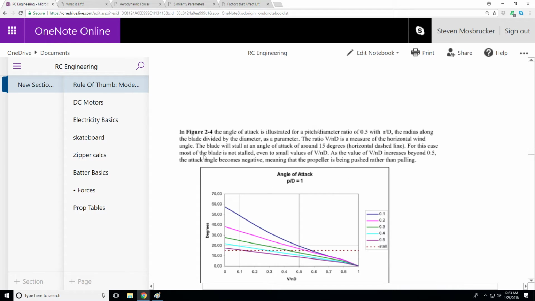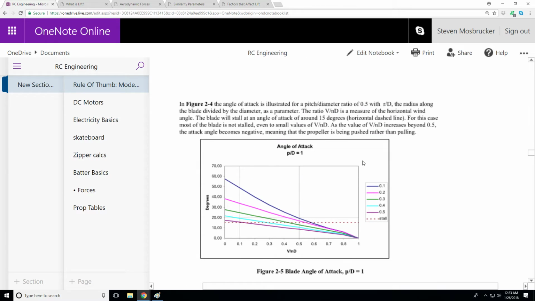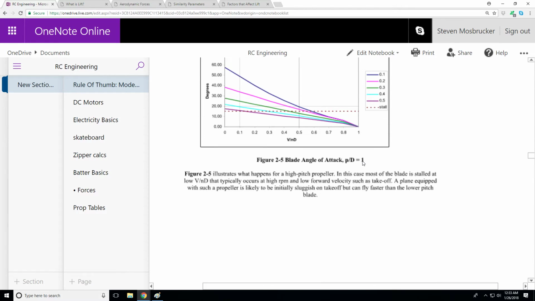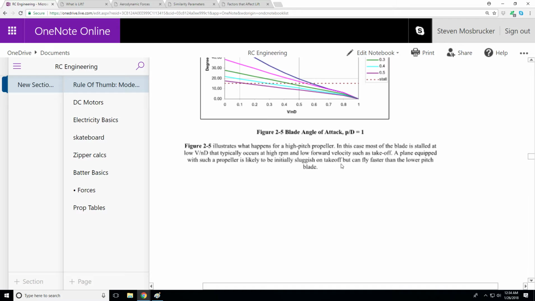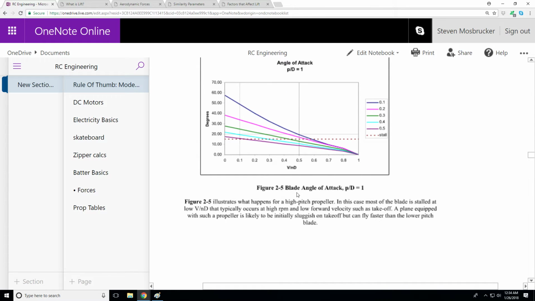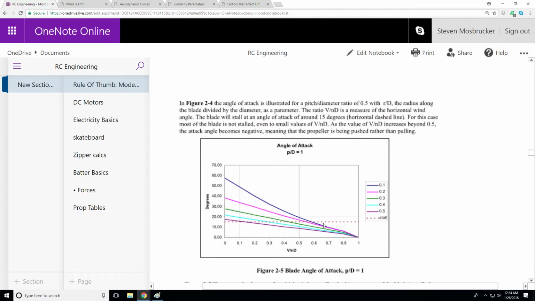For this case, most of the blade is not stalled, even to small values of V over ND. As this value of V over ND increases beyond 0.5, the attack angle becomes negative, meaning that the propeller is actually being pushed rather than pulling. So you're actually not even generating anything. You're negative thrust, pretty much. You're going the opposite direction. And then this next one is an angle of attack.